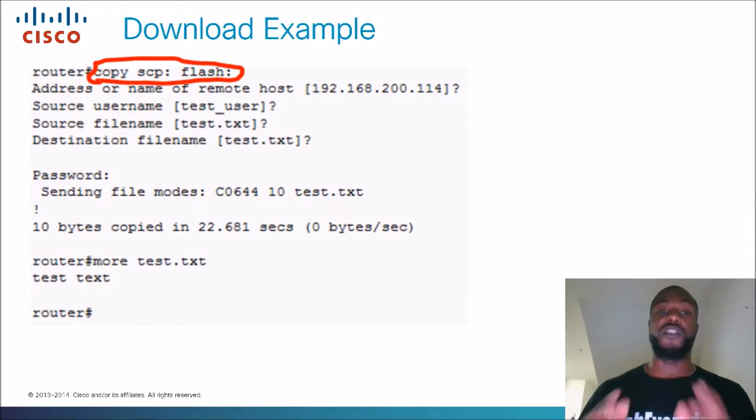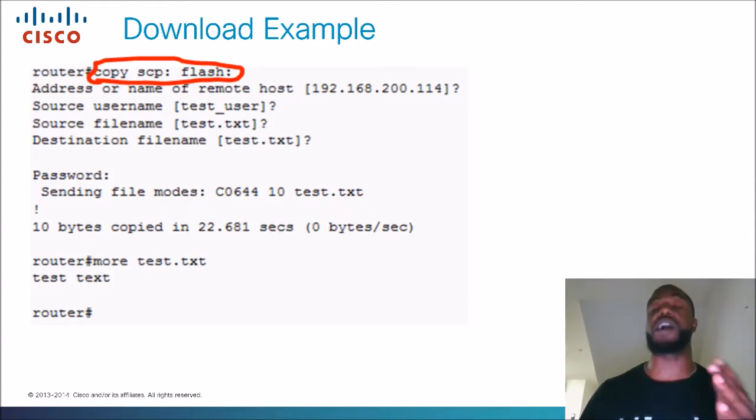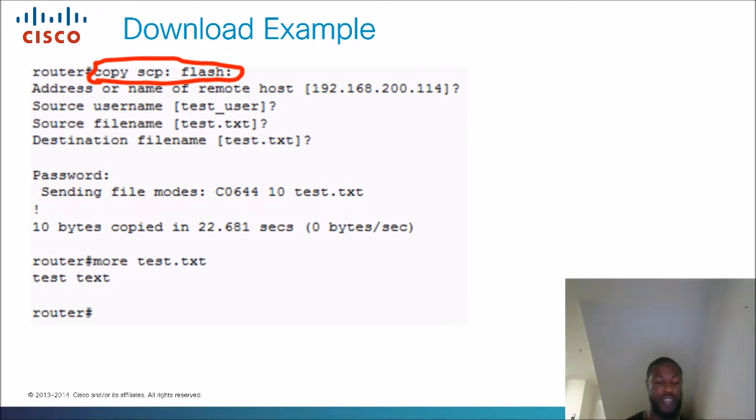Here's an example of a download, which I circled in red because it took me a minute to figure out how to download something. You just type in copy. Don't worry about the rest of the stuff. It's kind of like a wizard after you do this first line in the circle. So copy scp. Here's the syntax: it's from and to. You're copying from SCP to your flash, and that's what we're doing here. That's why this is a download example.